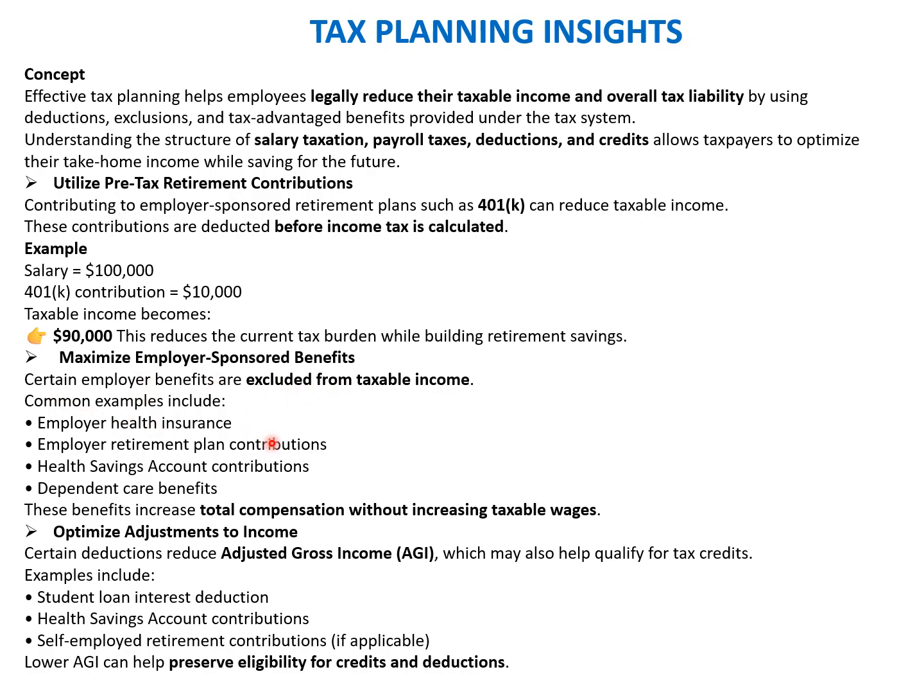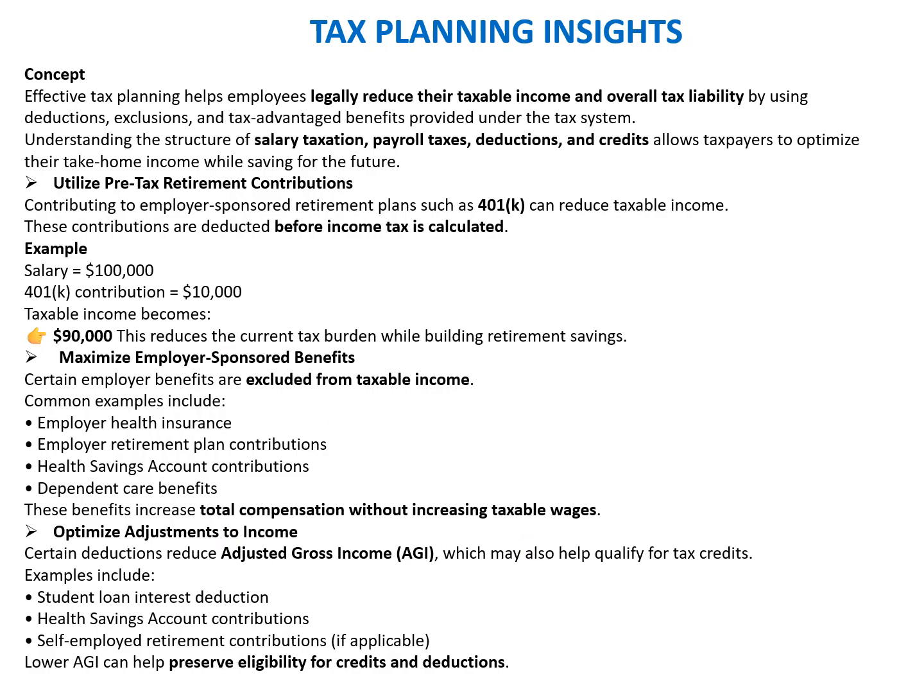So all the employer-sponsored benefits should be maximized, because these are excluded from the taxable income; they are not part of the employee's taxable income, which includes employer health insurance, employer retirement plan, health savings contribution, and the dependent care benefit. Optimize the adjustments to the income. Certain deductions reduce the adjusted gross income, which may also help to qualify for tax credits, like student loan interest, health savings deductions, and self-employed retirement plan. All this should be availed, so that we have a lower AGI, which can help to preserve the eligibility for the credits and the deductions.